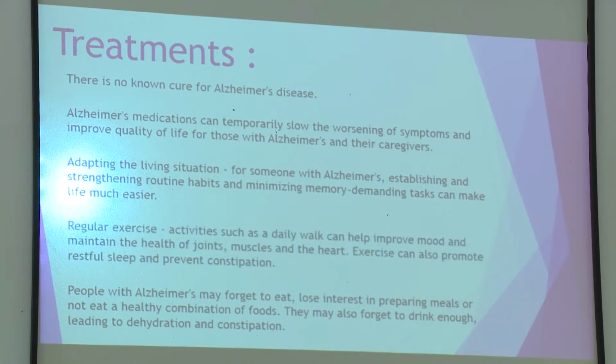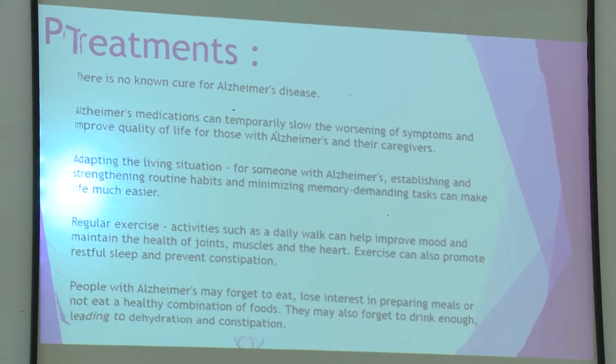Regular exercise: activities such as a daily walk can help improve mood and maintain healthy joints, muscles, and heart. Exercise can also promote restful sleep and prevent constipation. People with Alzheimer's may forget to eat, lose interest in preparing meals, or not eat a healthy combination of foods. They may also forget to drink enough, leading to dehydration and constipation.